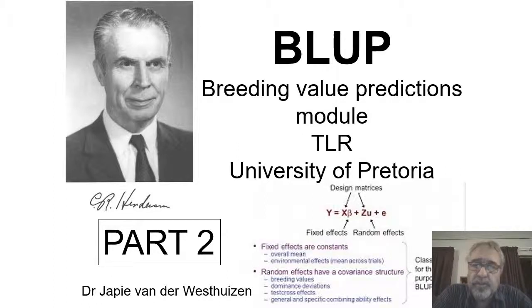Welcome to part 2 of the breeding value prediction module of the TLR course at the University of Pretoria. In this second part, we will mainly just look at the construction of the mixed model equations and how these matrices are then constructed and utilized, in a very simple example, for the prediction of the genetic merit of animals, farm animals.